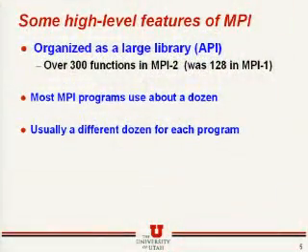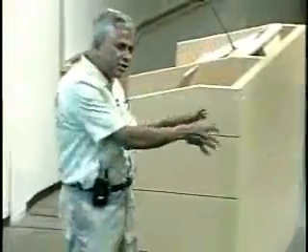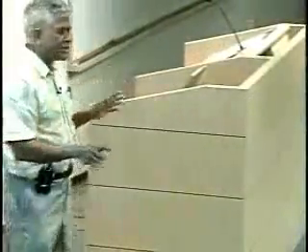Yeah, so I said much of it. MPI is on an evolution path. It encompasses 300 functions. Most MPI programs use about a dozen of these, roughly. But the thing is, each different application class uses a different dozen. So we can't really say this is one popular subset and let's ignore the others.